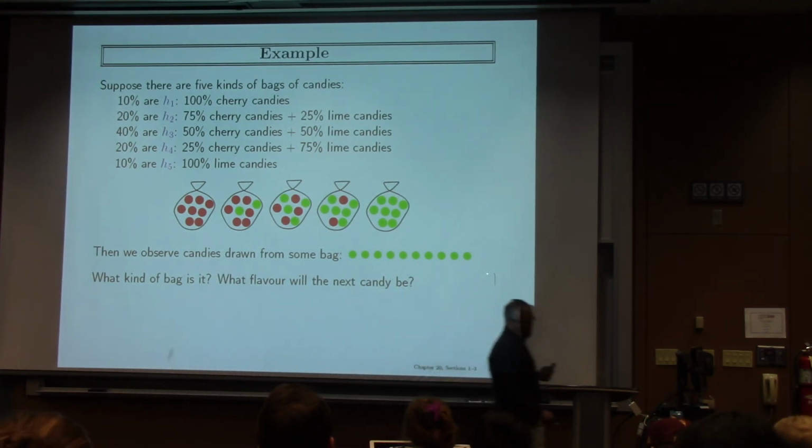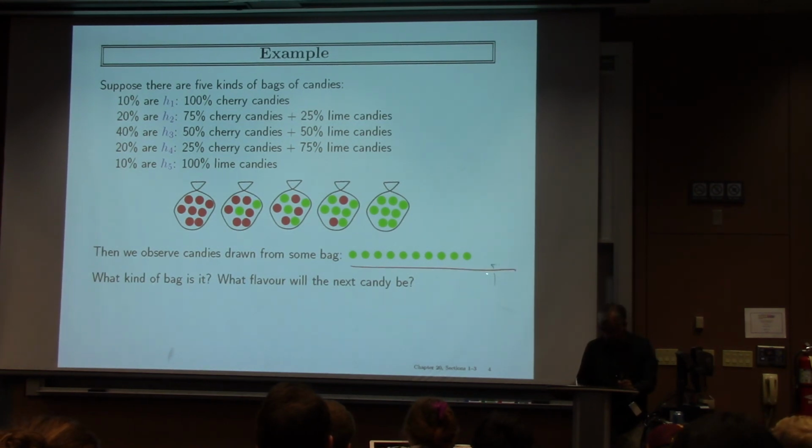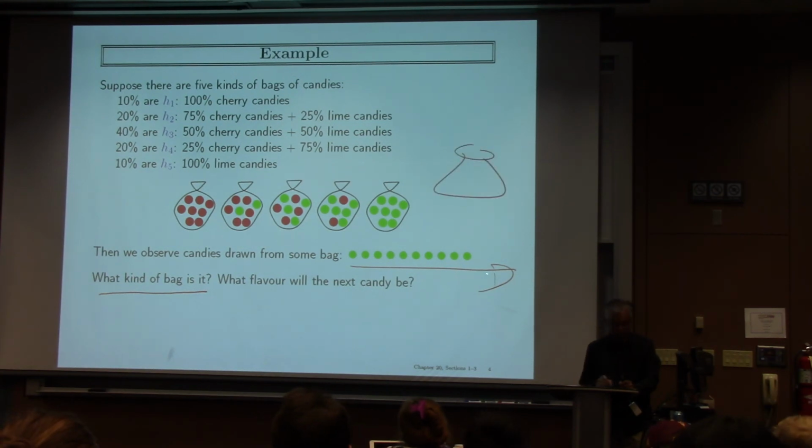So what I'm going to do now is, one of these bags has been given to me, and I'm picking candies, and I'm getting an unending array of lime candies. Now I want to ask two questions to myself. Question one: what kind of a bag is it that I'm picking the candies from? Remember, I have a brown bag. I don't know which one of them it is. It's one of these, I don't know which one it is.